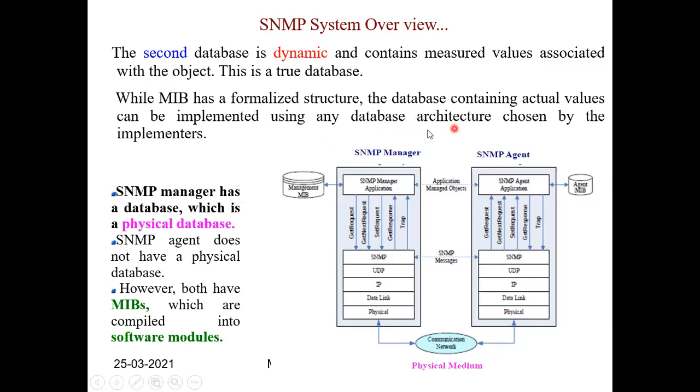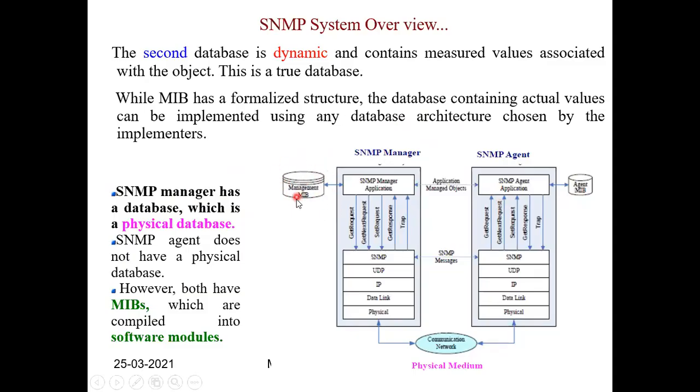So no details have been given, because we can choose that this particular database, which has the actual values, can be implemented by any of the vendors. So there are no details of it. Now the SNMP manager has a database which is actually a physical database. Please remember, in OSI the agent had no data. And if you see, the way in which they have drawn the database is also different. Students many times overlook this particular point.